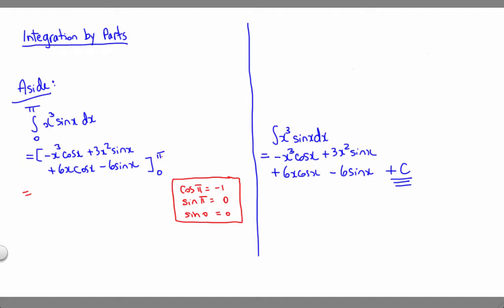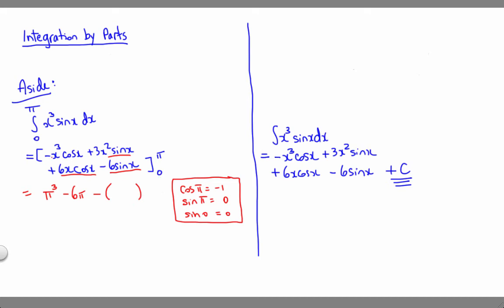All right, so here we go. Let's plug in. Plugging in pi, we're going to have minus pi cubed times -1. So overall, positive pi cubed. When we get to the sine term here, sine of pi is going to be 0. Then we've got 6 times pi times -1, so that's minus 6 pi. And then again, this sine x term is going to be 0 when we plug in pi. All right, so from plugging in pi, we've got pi cubed minus 6 pi, and then we're going to subtract off what we get when we plug in 0.